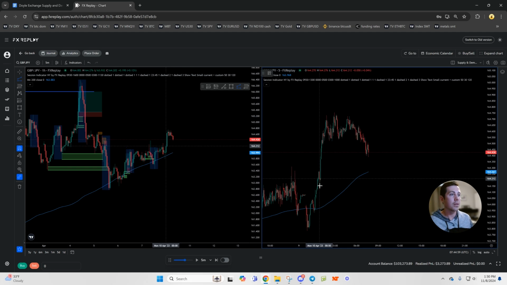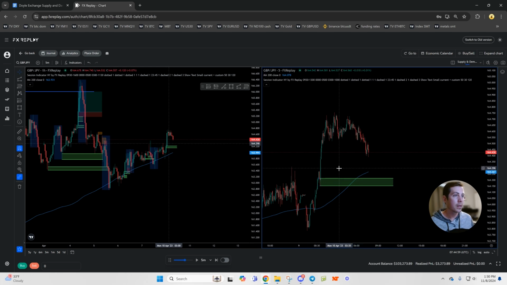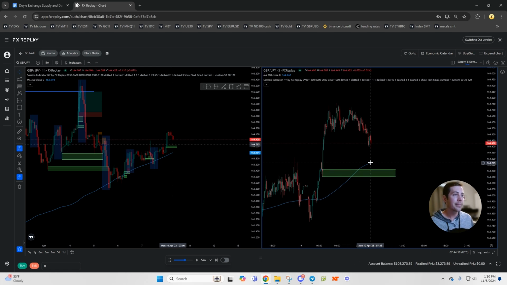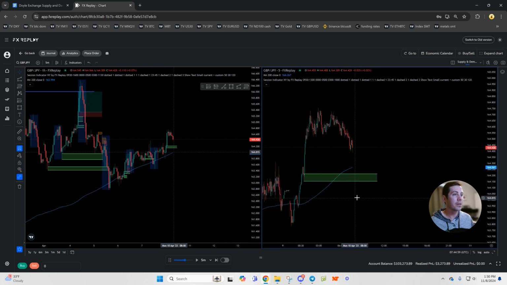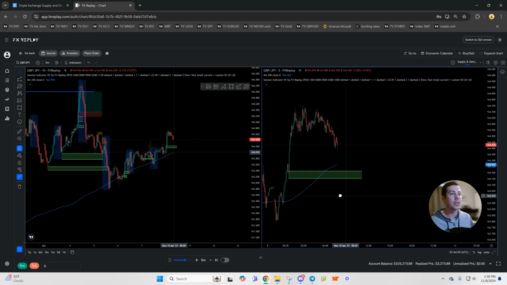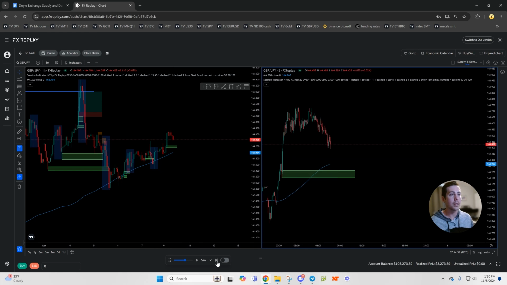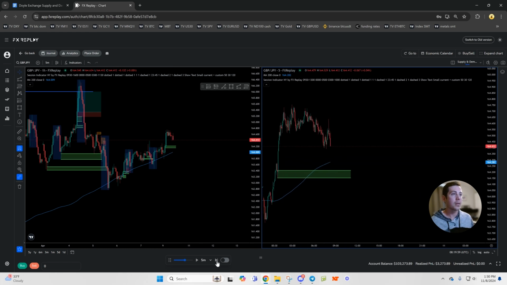So let's see, we've got demand level here and this last red candle. And then, yeah, if we go much beyond that, we're going to be flipping the moving average. So to try and stick to the high probability setups, I think that's the only one that I'm going to be interested in today based on how it looks. So let's see if we get anything.